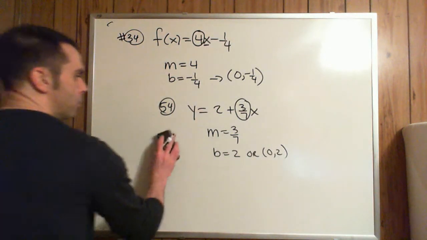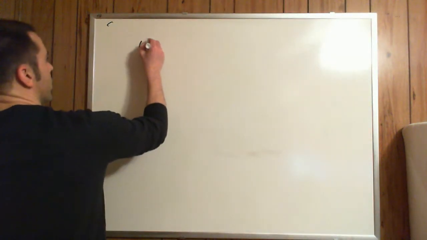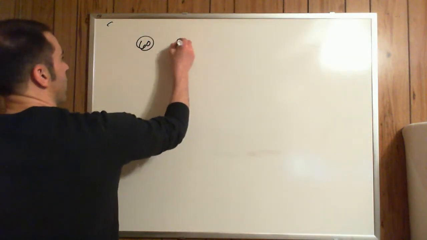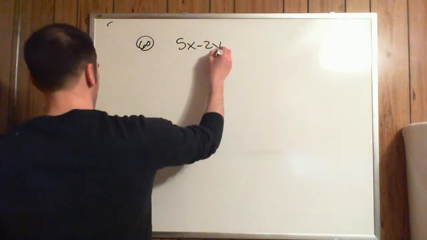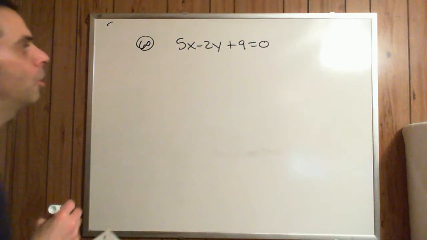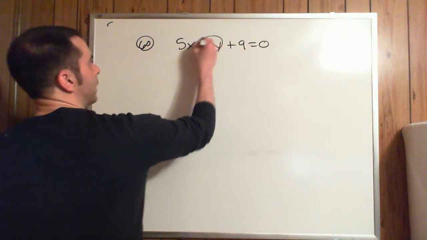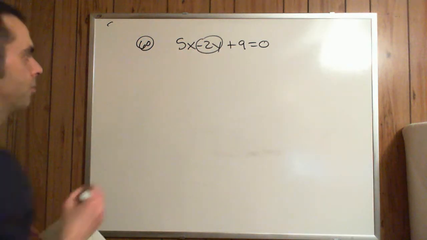Now, if you look at number 60, the equation is not solved for y. In number 60, we have 5x minus 2y plus 9 equals 0. So how do we solve this for y? You can circle the y term if you want, and you need to get that by itself.